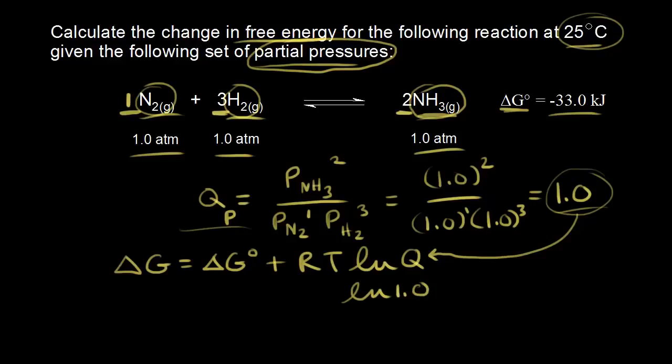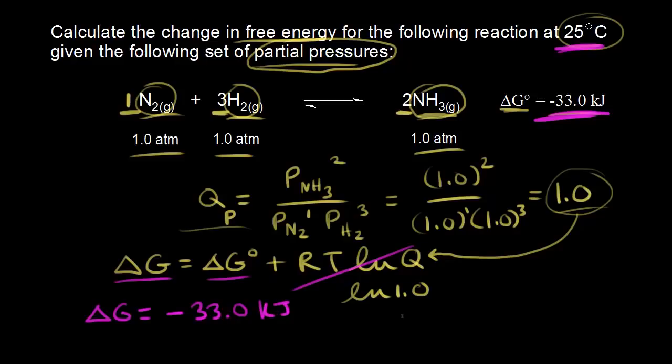That, of course, is equal to 0. So this is equal to 0, and we find that the change in free energy, delta G, is equal to the standard change in free energy, delta G0, which at this temperature is equal to negative 33.0 kilojoules. So the change in free energy, delta G, is equal to negative 33.0 kilojoules.